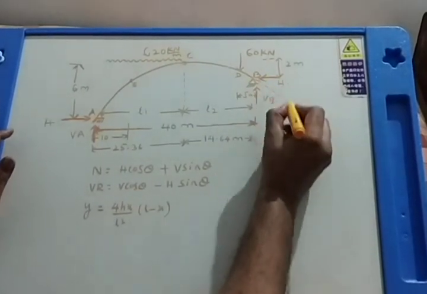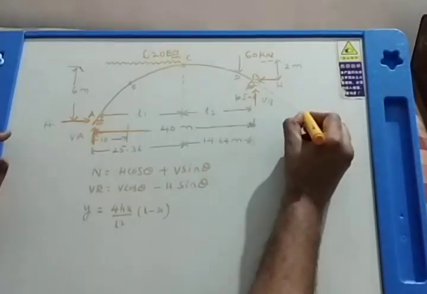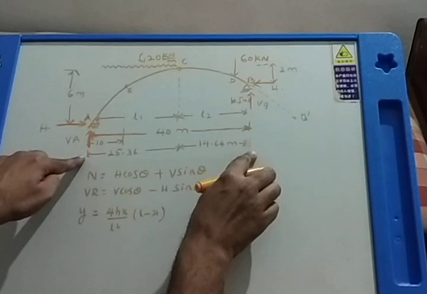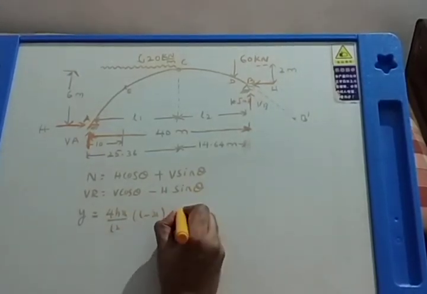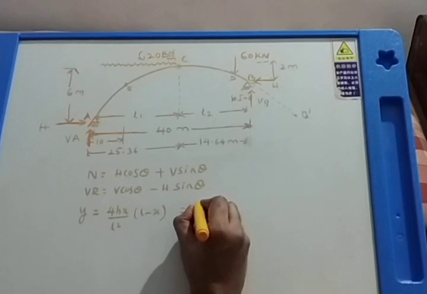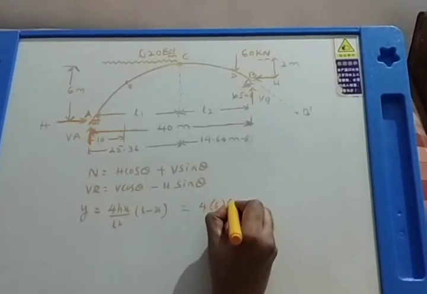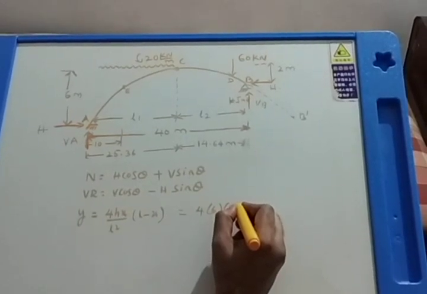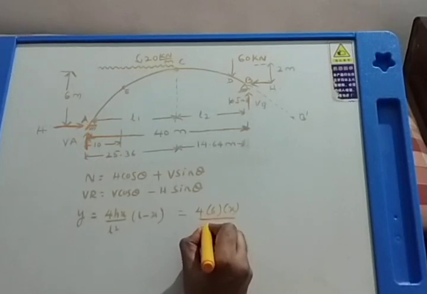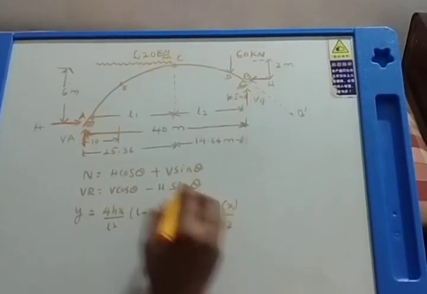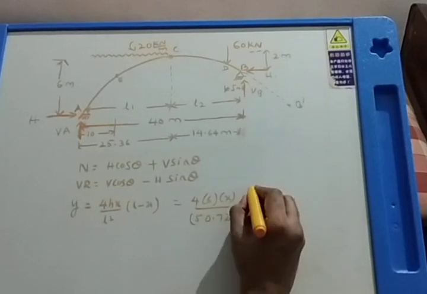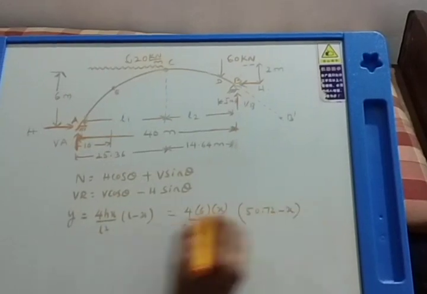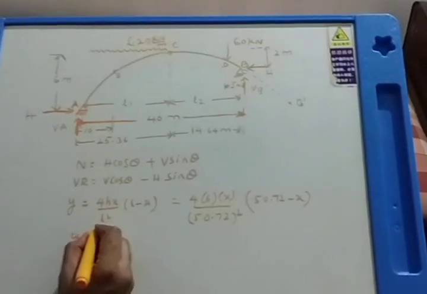Just imagine that if you continue this B up to the level of A, say suppose B dash here, then the span would be 25.36 into 2. So that will be the value of L. So I am going to substitute, and H will be 6 meter. So 4 into 6 into x upon L, L will be equal to 50.72, that is double of 25.36, the whole square, into L minus x, 50.72 minus x.